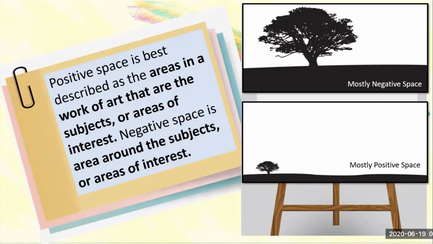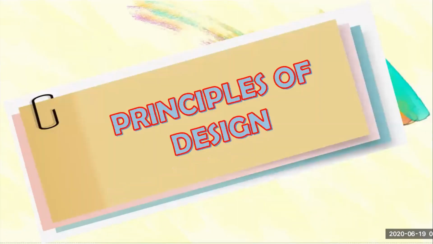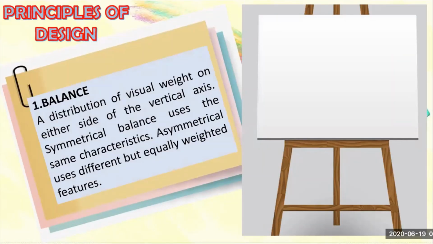Positive space is best described as the areas in a work of art that are the subjects or areas of interest. Negative space is the area around the subjects or areas of interest. Principles of design. There are 7 principles of design.